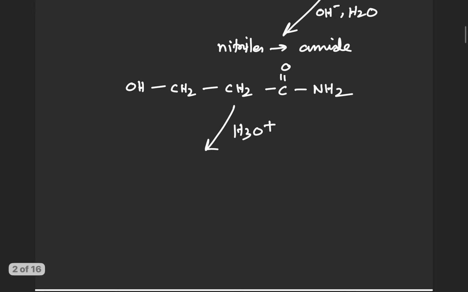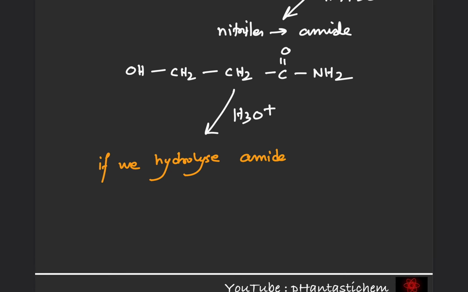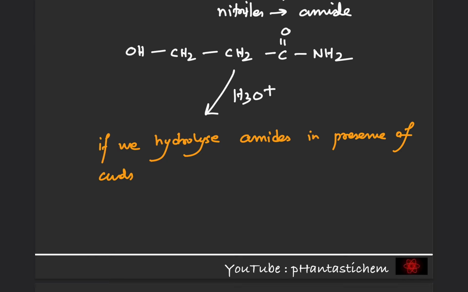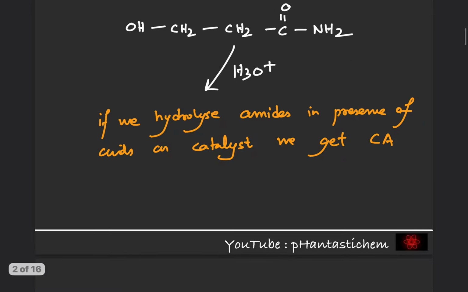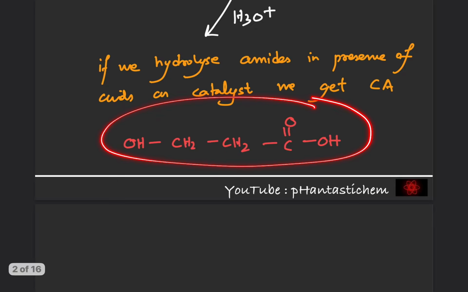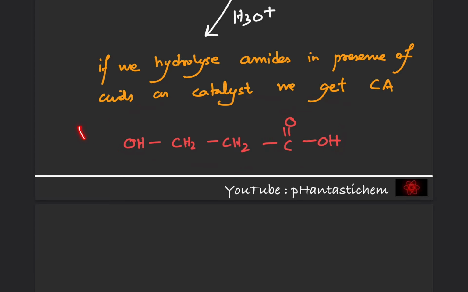Okay, so I will write down this important point. If we hydrolyze amides in presence of acids as catalyst, we get carboxylic acid. Okay, so our final answer will be OH, obviously CH2, CH2, C double bond O, OH. Okay, so this is not the correct answer, obviously, because this is a monocarboxylic acid. You can see there is one COOH group. Okay, so therefore A is not the answer.